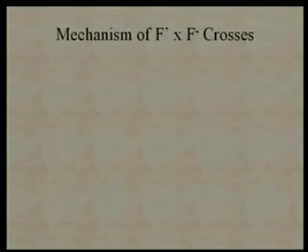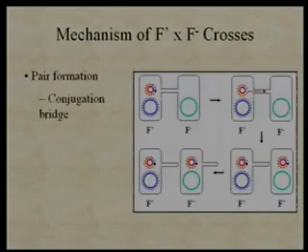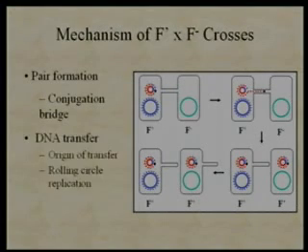All right. The next type of cross, F prime by F minus crosses. Again, conjugation bridge formation, DNA transfer, again, the same mechanism, rolling circle replication. But now we've got the F factor is autonomous again. And so it gets transferred into the recipient. Since this is a small piece of DNA, relatively speaking, as compared to the chromosome, obviously it gets transferred pretty rapidly, and eventually the mating pairs are disrupted.